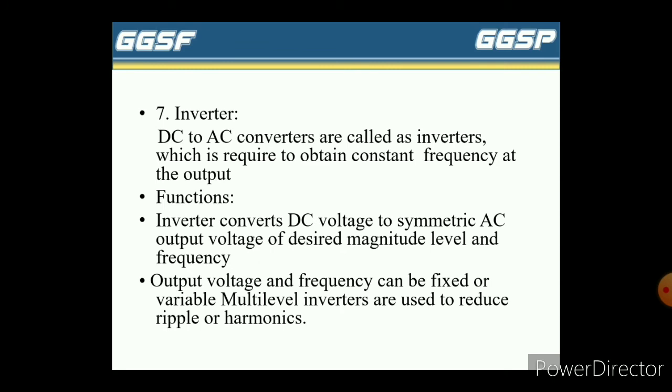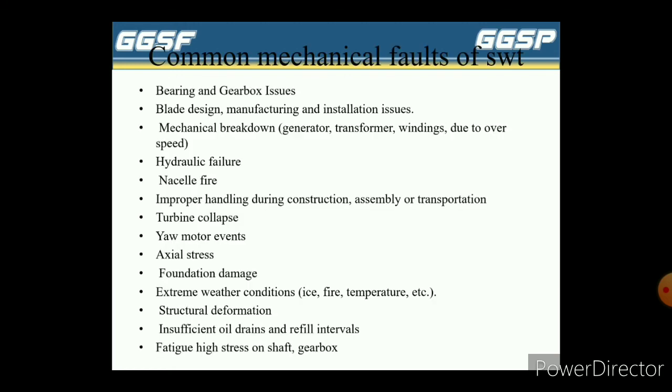An inverter. DC to AC converters are called inverters, which are required to obtain constant frequency at the output. Functions. The inverter converts DC voltage to symmetric AC output voltage of desired magnitude, level and frequency. Output voltage and frequency can be fixed or variable. Multi-level inverters are used to reduce ripple or harmonics.